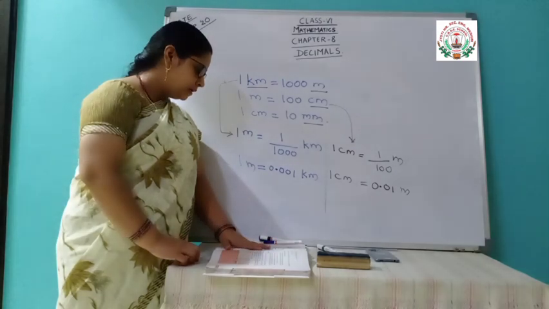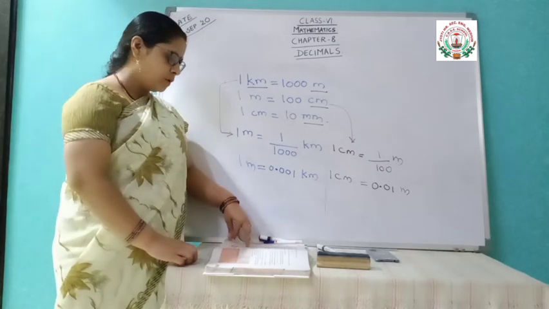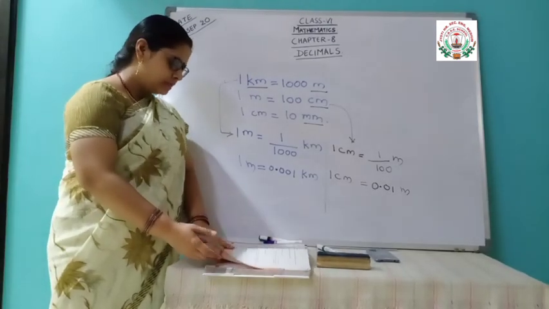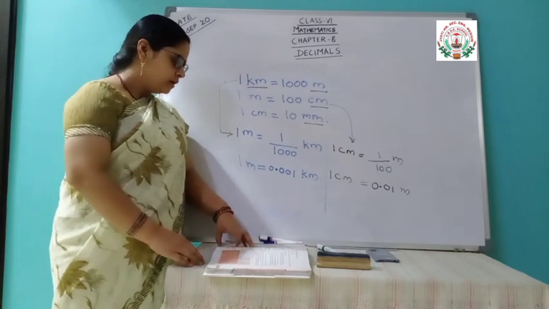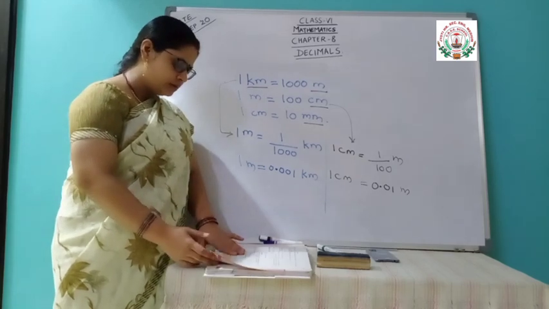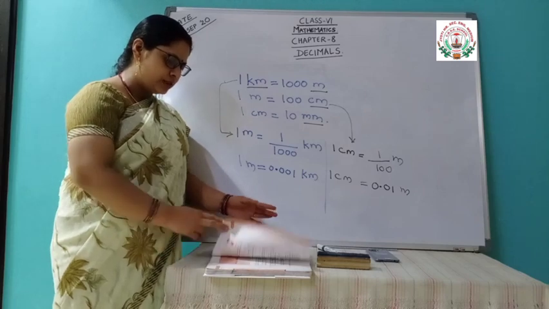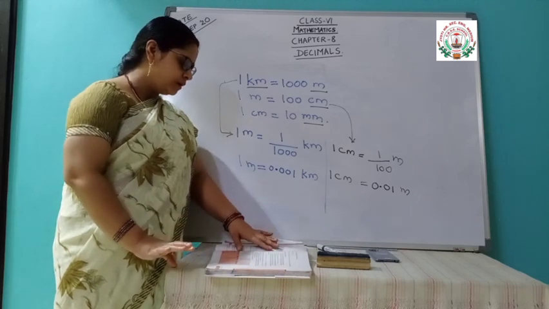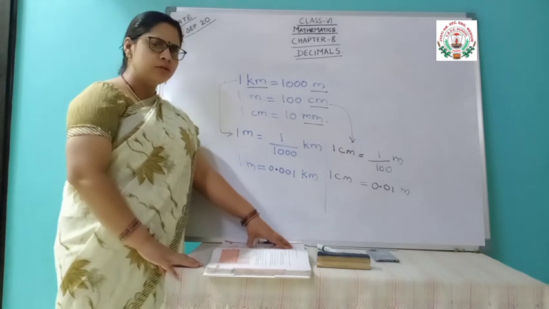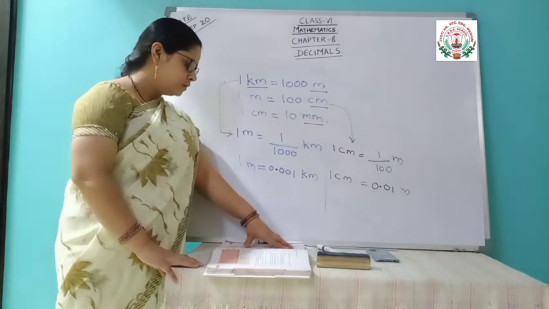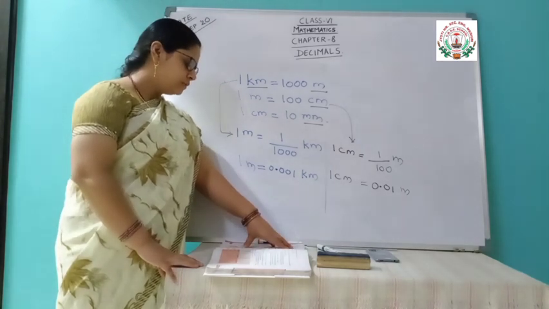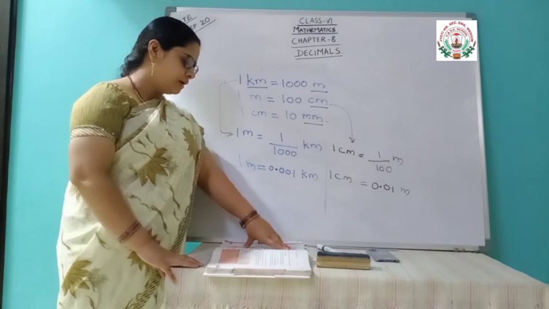Now let us see the questions from the exercise. That is exercise 8.1. In 8.1, the first question, the figure is given and you are asked to fill the table. That you will do on your own. Just count the blocks and fill the table and so on. Now, second question: write the following decimals in the place value table.